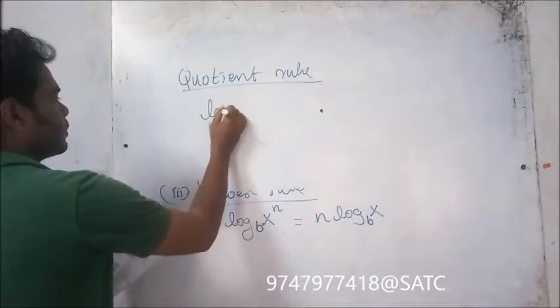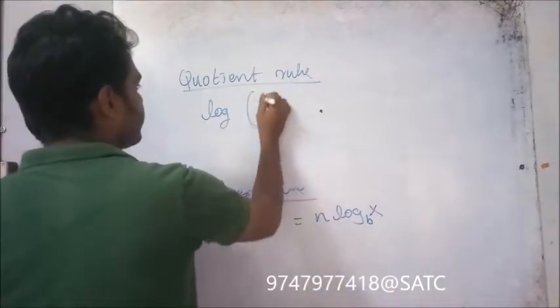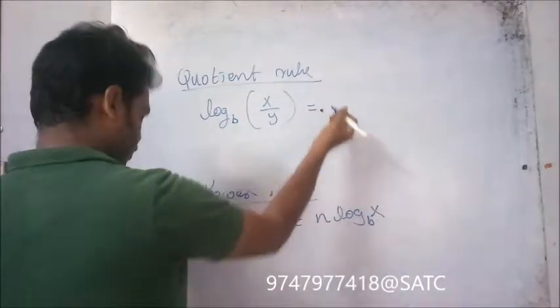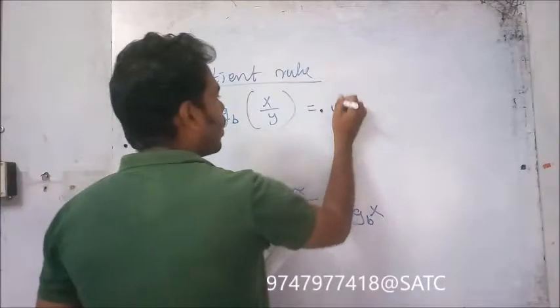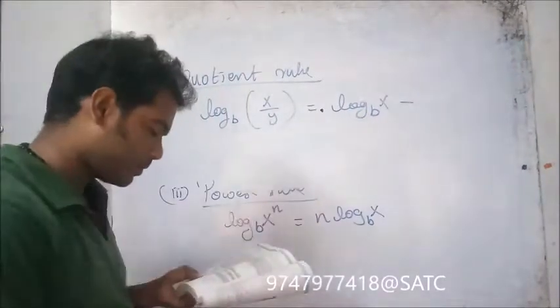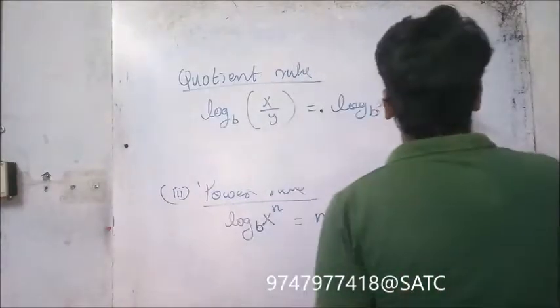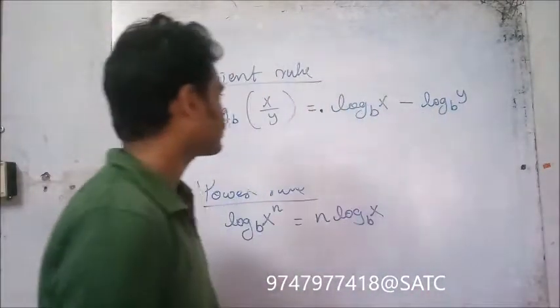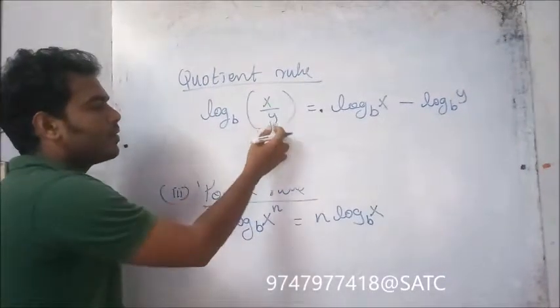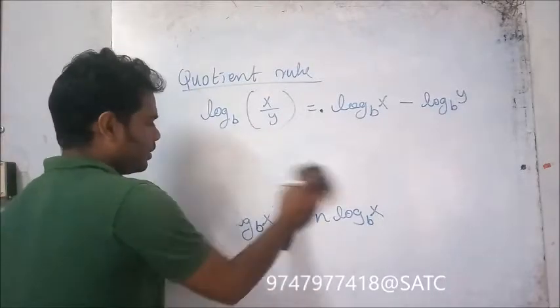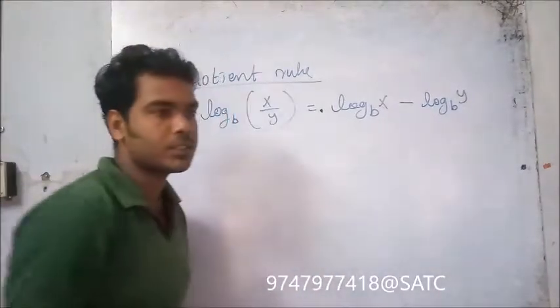Then the quotient rule. Log x by y to the base b is equal to log x to the base b minus log y to the base b. This is the divide, minus. Okay, finished.